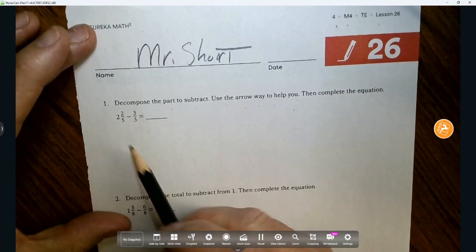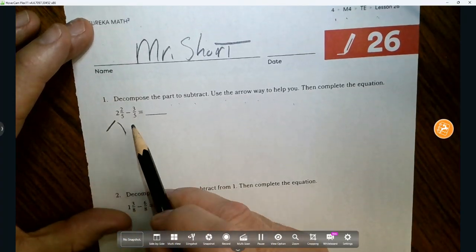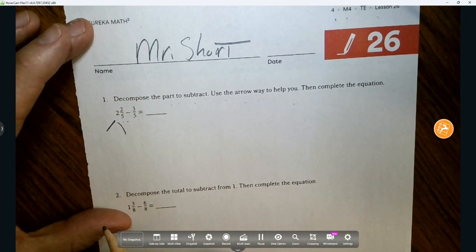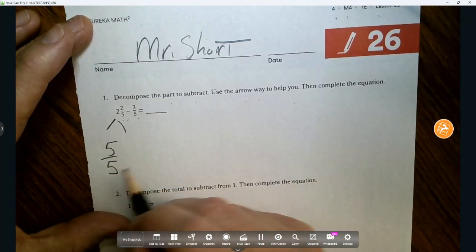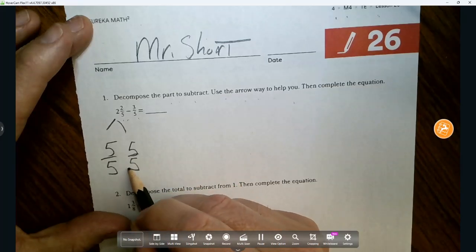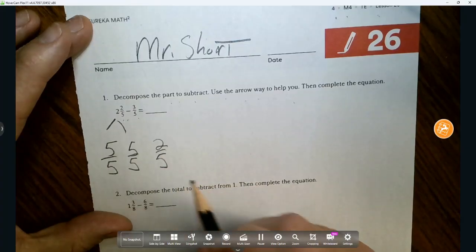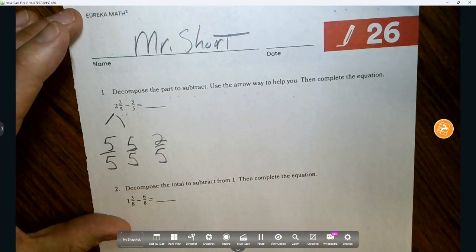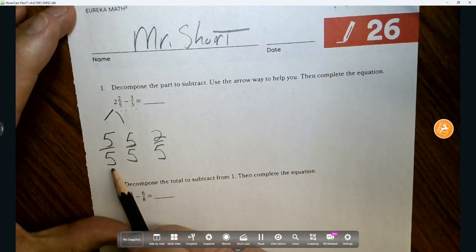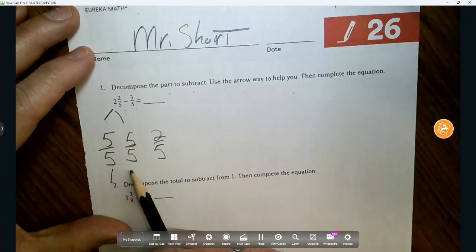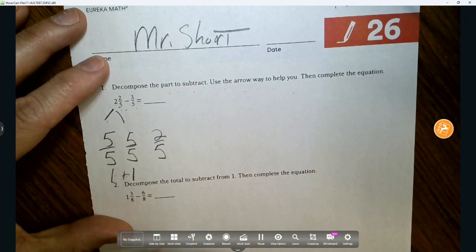So let's break this down. I want to take this 2 and break it up. All right, this is 2. And we're dealing with fifths right now, correct? Correct. So if I put 5 over 5, 5 over 5, and then 2 over 5. All right, Mr. Short, what are you doing? This makes no sense. Hang with me for a minute. 5 over 5 is the same as 1. So this is like saying 1 plus 1 is 2. We're just breaking this down.